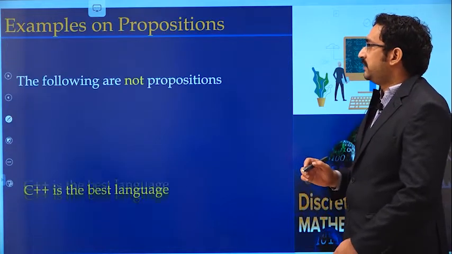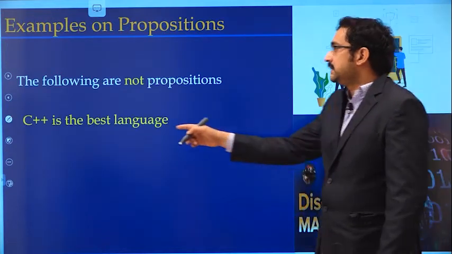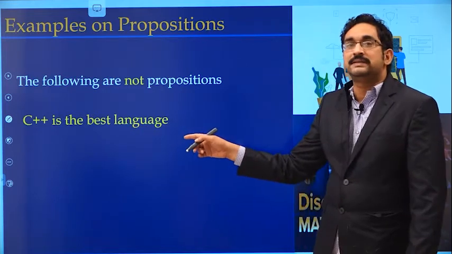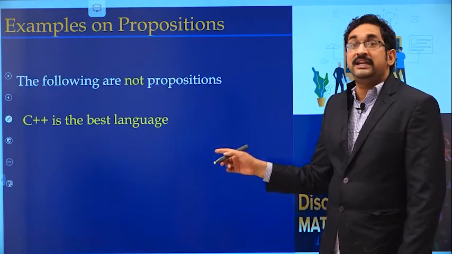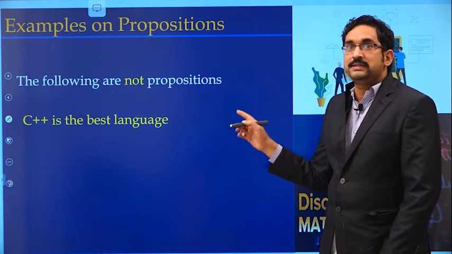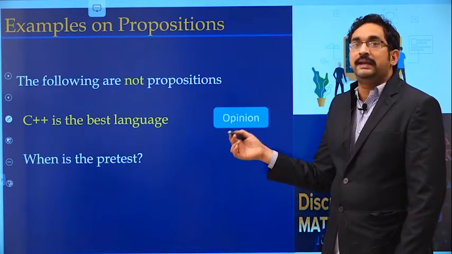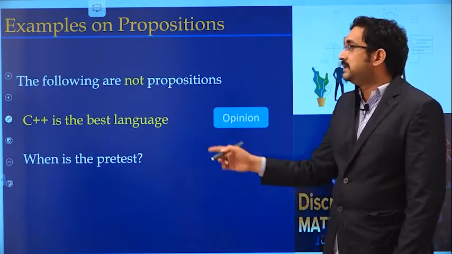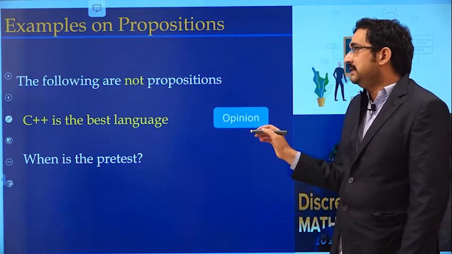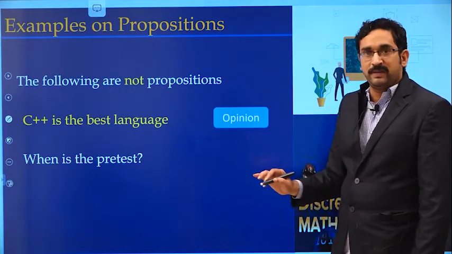Next, see some more examples on propositions. See one statement, C++ is the best language. We can say that it is not a proposition because it is just an opinion, not a declarative statement. Hence, we can say that C++ is the best language is not a proposition.